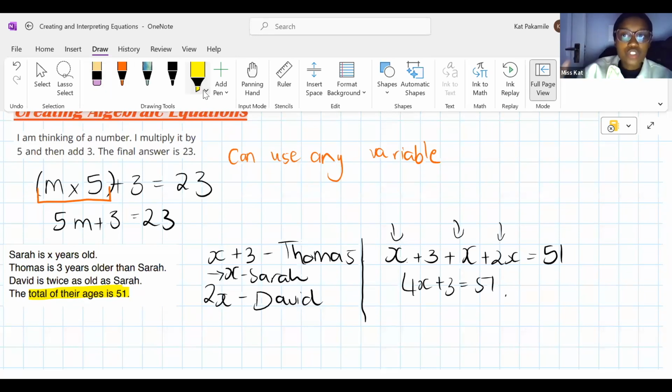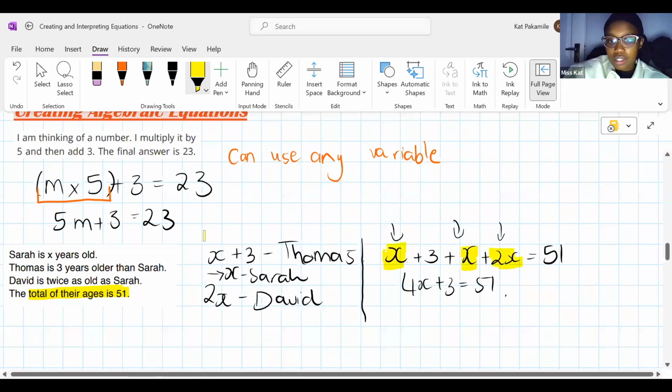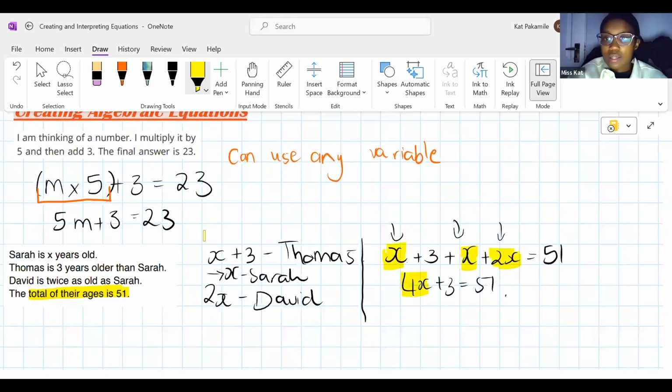Total means our ages together, isn't it? Yes, ma'am. That's why we're adding. Do you get it? A little bit, but I'll get it soon. Yeah, so we got their ages separately. And if the total of those ages is 51, that means you have to add them. That's what we did. You see? Then we just took our like terms. There's an x, there's an x, there's a 2x, and that's how we got 4x.